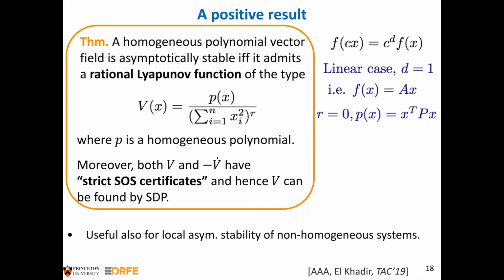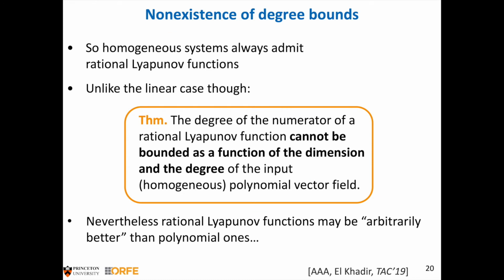Then you may also ask, okay, you prove there's a rational Lyapunov function. Can you tell me is there a degree bound on the degree of p? What we can prove is that there cannot be a degree bound which only depends on the dimension of the vector field and the degree of the vector field. So in the linear case, that's true. The degree bound is 2, no matter what. So here, there is no degree bound as a function of dimension and degree. It's possible that there's one that also is a function of the coefficients of the vector field. That I don't know.